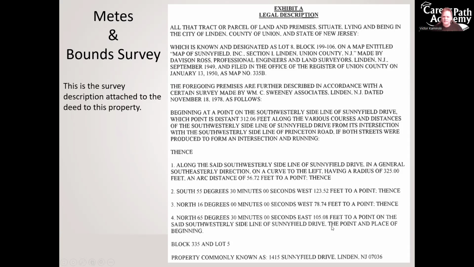And this is then to the point and place of beginning. Okay, so they're showing you how they're beginning their measurements, how they're finding the property, and getting to the point of beginning here. They're showing you their measurements. And that's the property's address and the lot and block number.